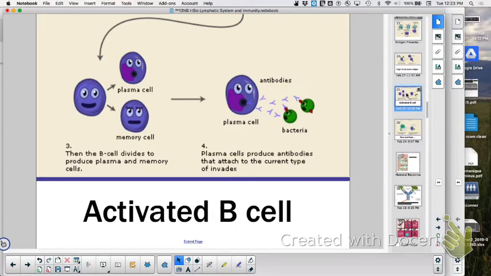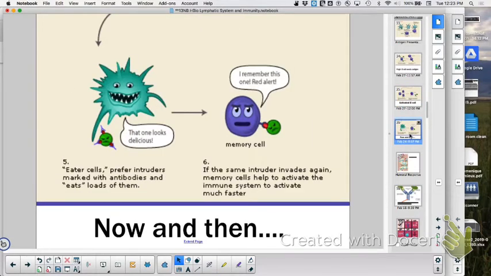They don't need to have confirmation with the T cell. They're good to go, and they will become plasma cells and secrete a bunch of antibodies. Antibodies, when they mark something, make it more delicious to a macrophage. This takes care of your free-floating viruses and bacteria.